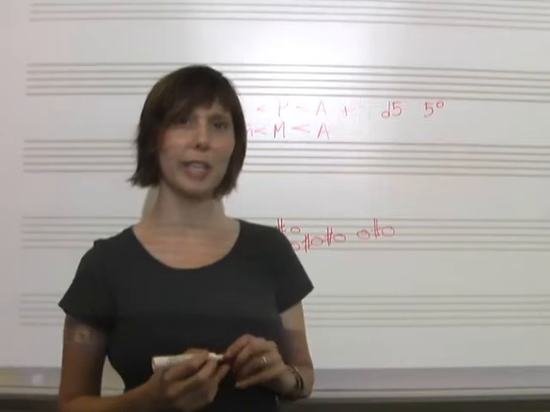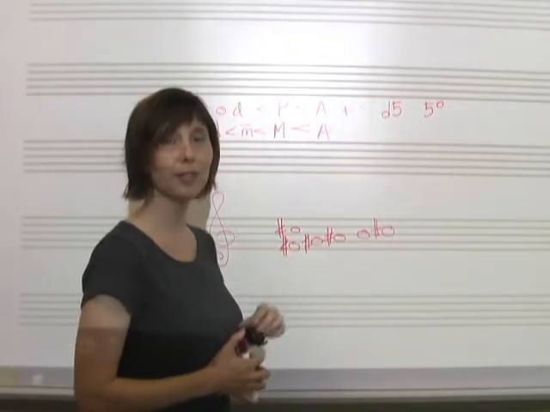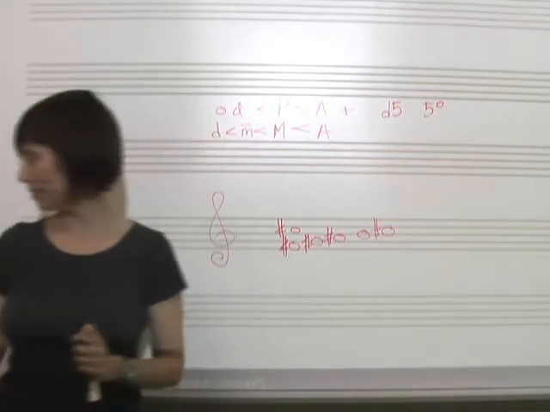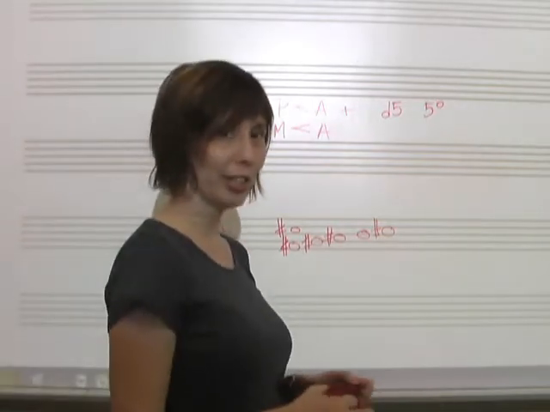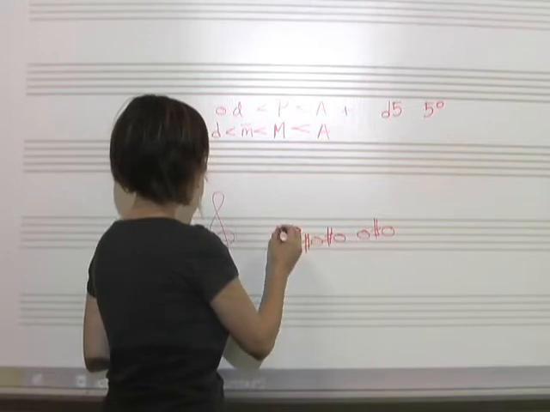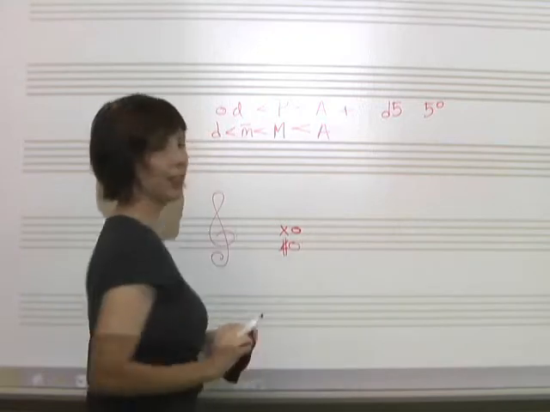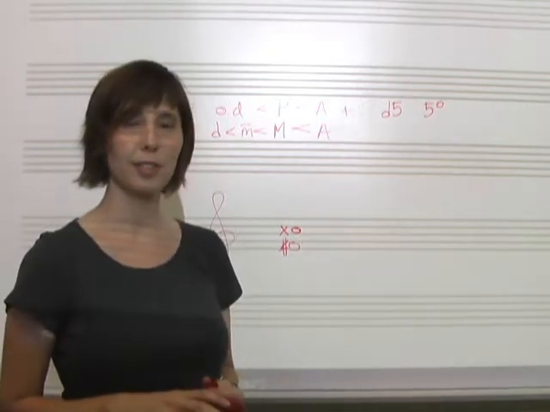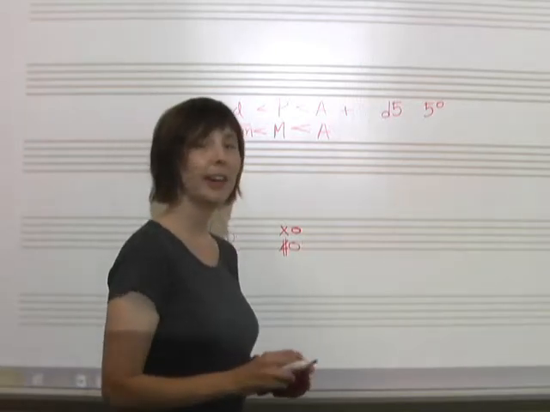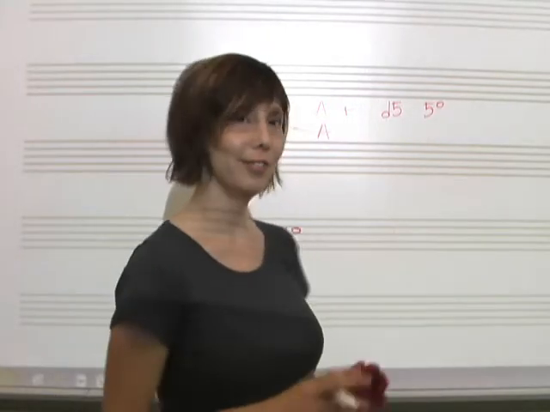Now I want an augmented fifth. So instead of a C sharp, what would I have? I would have a C double sharp. There's my augmented fifth. Let's try another one. How about a diminished fourth above G?